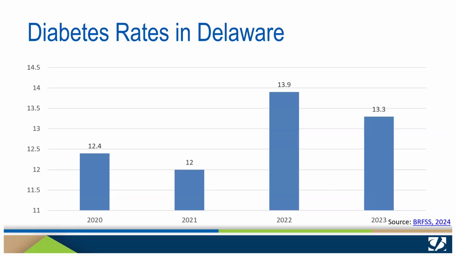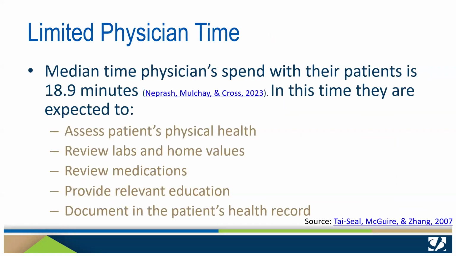Unfortunately, while Delaware experienced a brief stabilization in diabetes rates in 2020 and 2021, the number of adult Delawareans living with diabetes has been steadily increasing in the last 20 years, with major increases happening in 2022, leading to more people who require additional care related to chronic conditions. Keeping this in mind, the research presented on this slide can be very concerning.